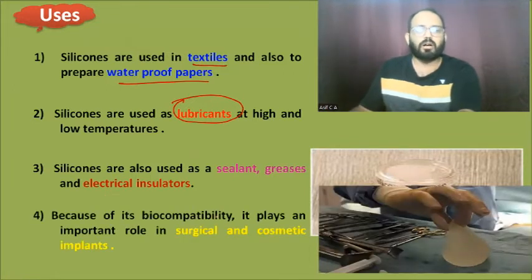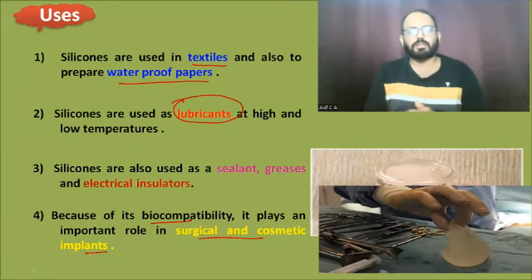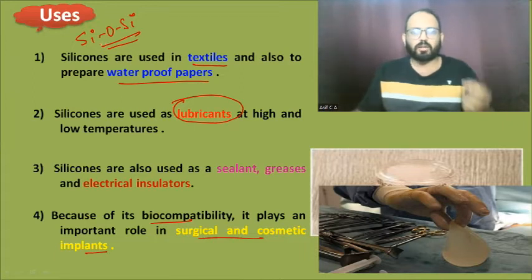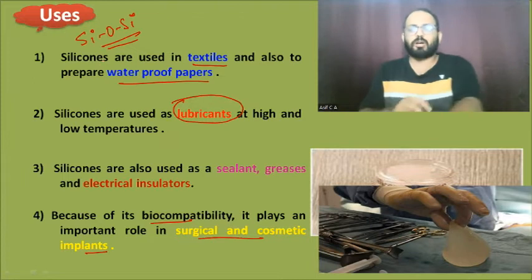In the surgical department, they are going to use surgical and cosmetic implants. Because of its biocompatibility, we are using these silicones. So silicone is an organosilicon compound, which is having a Si-O-Si linkage. Other preparation method, properties, high thermal stability, water repellent, other uses. This is all about the silicone.